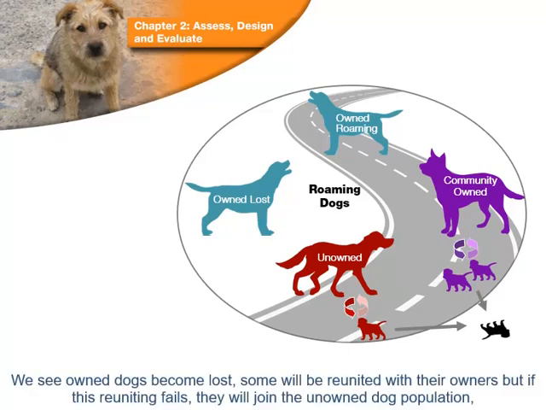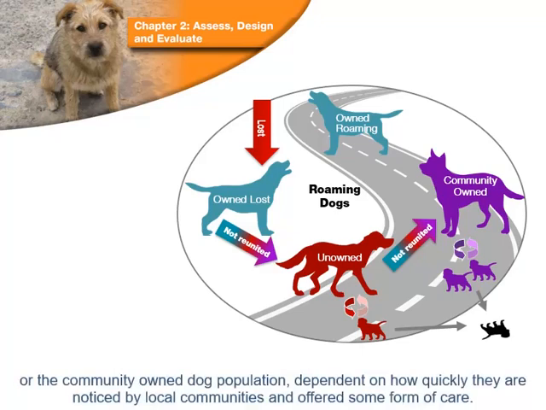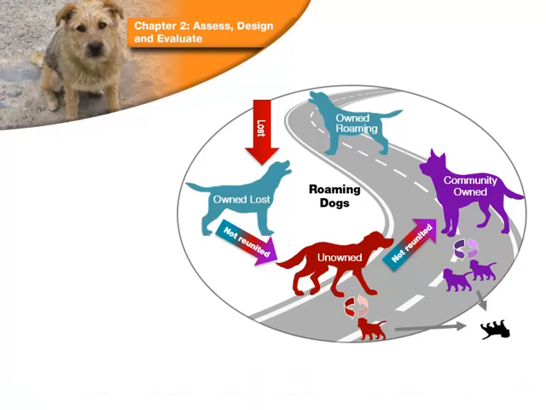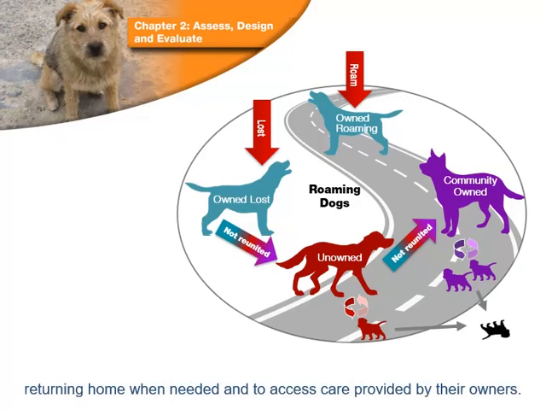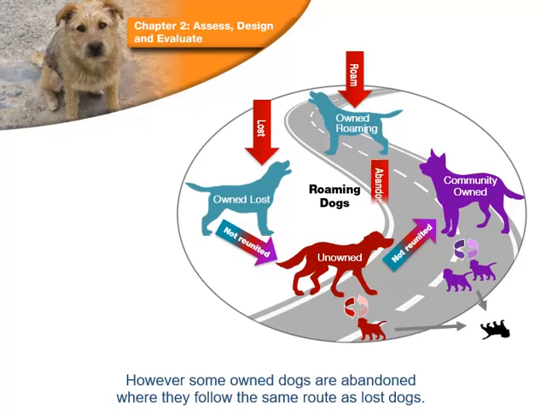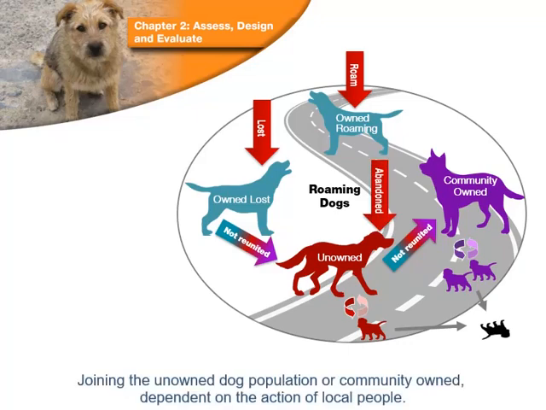We see owned dogs become lost. Some will be reunited with their owners, but if this reuniting fails, they will join the unowned dog population or community dog population, dependent on how quickly they are noticed by the local communities and offered some form of care. As we saw previously, many owned dogs will be allowed to roam unsupervised by their owners, returning home when needed and to access care provided by their owners. However, some dogs are abandoned, where they follow the same route as lost dogs, joining the unowned dog population or community-owned, dependent on the action of local people.